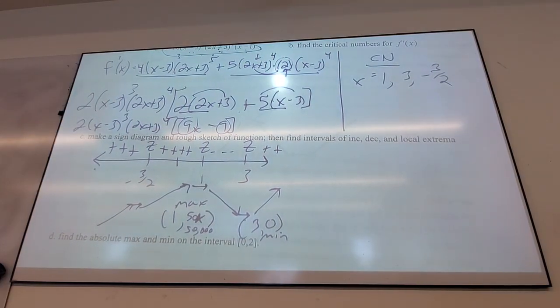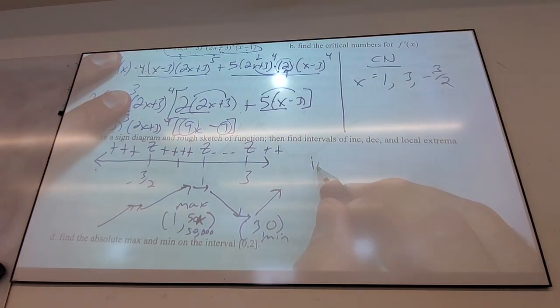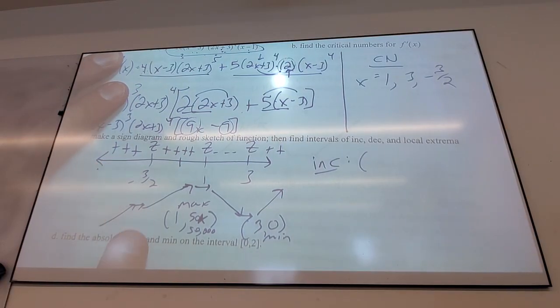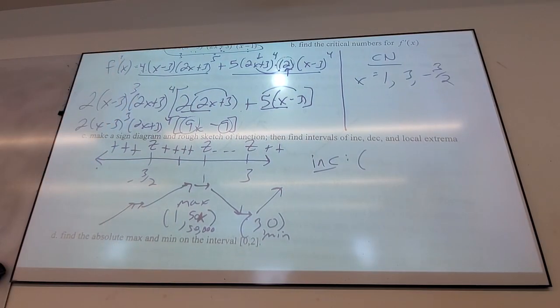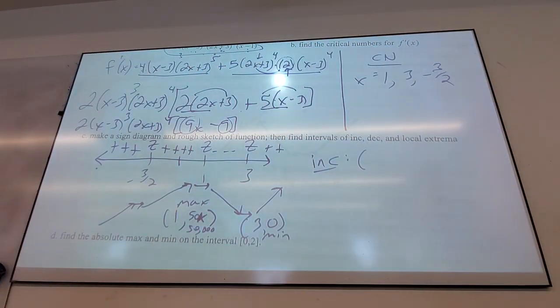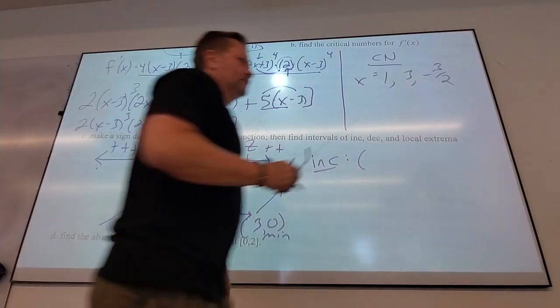How do I find the intervals of increase and decrease? They're just staring me in the face, correct? What are the intervals of increase? From what to what? From negative infinity to 1. Almost. You kind of fell into my trap. What is it doing at negative 3 halves? Is it going up or down? Neither. So where is it increasing? From negative infinity up to negative 3 halves. Good, because it takes a rest.